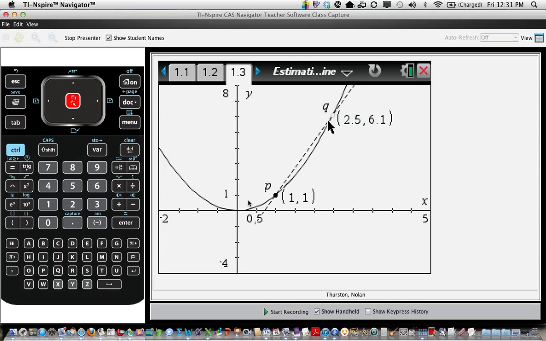And so what you see is that tangent line, click and hold until that fist closes. There you go. Now you can drag.